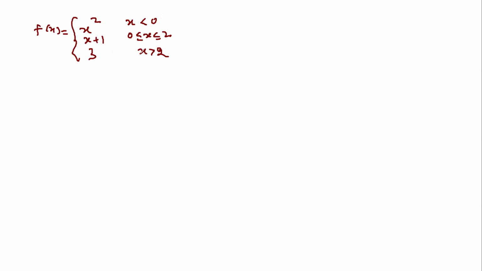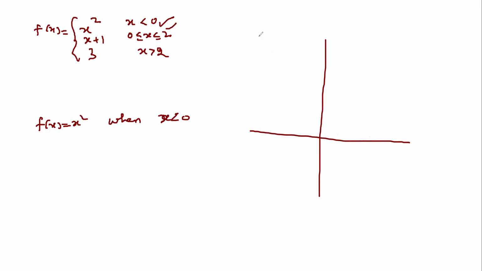Yeah. See, first I plot the first condition. First condition is what? f(x) is x square when x is less than 0. Understood? And you know the graph of x square is parabolic. Can we stop it? Yes, but with an open circle. I stop here, right? With an open circle.